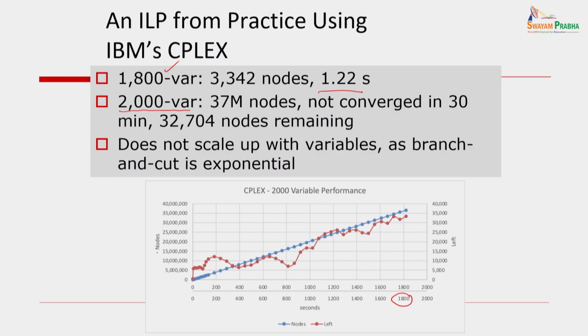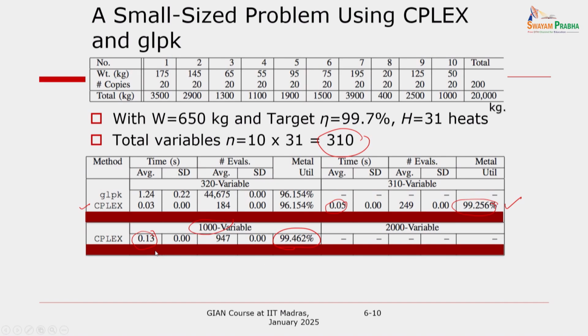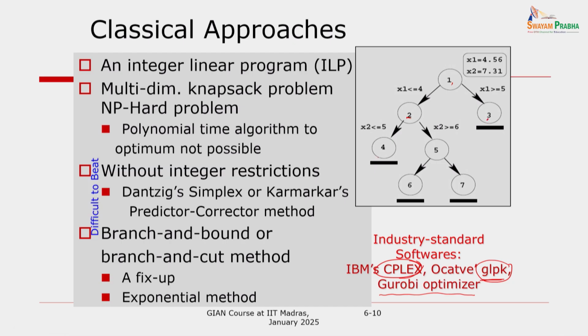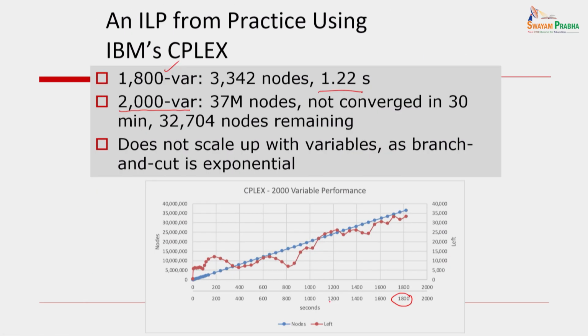One, the blue is how many nodes it has opened, how many branches it has made. Because you remember, it assumes it's real, and then all the variables that are not integer, it has to branch, right? So how many such nodes has it opened? It turns out, at the 30-minute range, it has opened about 35 million nodes so far.